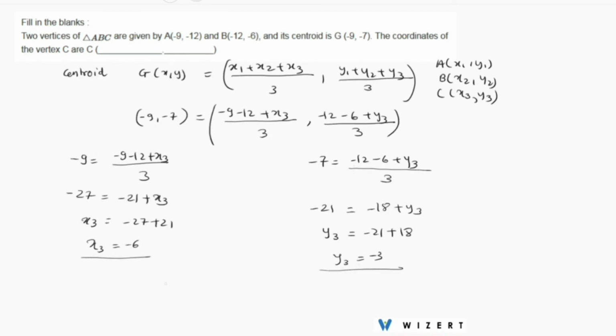So this is the answer. The coordinates of C are (-6, -3).